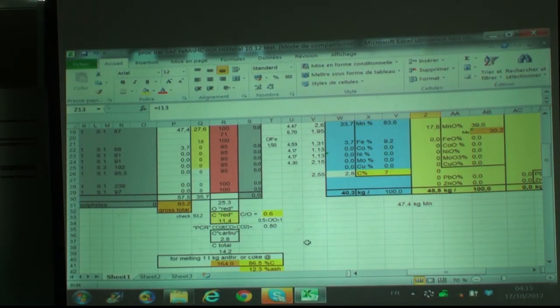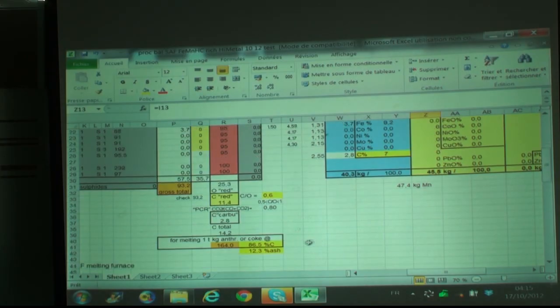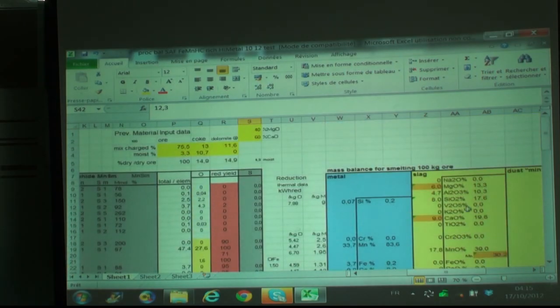Okay, but if you enter coke, you enter the ash of the coke, and the ash of coal or coke or anthracite is predominantly SiO2. So I assume it is SiO2. And you see, here I give the data, 12% ash in the coke. So for SiO2, it is the sum of this, and then we have another.